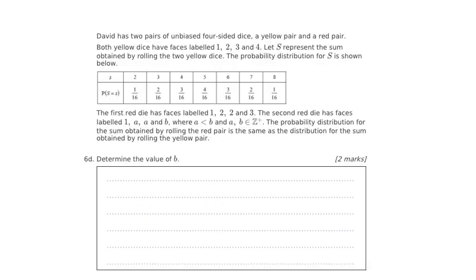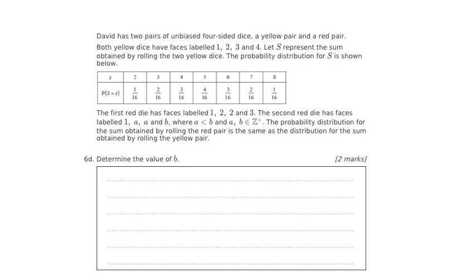David has 2 pairs of unbiased 4-sided dice, a yellow pair and a red pair. Both yellow dice are labelled 1, 2, 3 and 4. Let S represent the sum obtained by rolling the 2 yellow dice. The probability distribution for S is shown below. S could equal 2, 3, 4, 5, 6, 7 and 8, and the probability that S equals 2 is 1 over 16, 3 is 2 over 16, 4 is 3 over 16, 5 is 4 over 16, 6 is 3 over 16, 7 is 2 over 16, and 8 is 1 over 16.